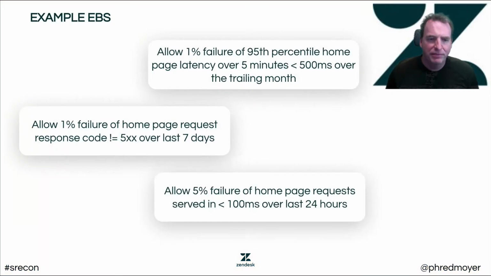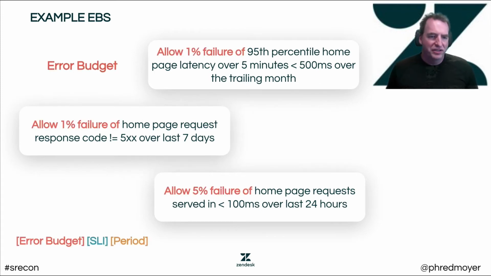So it's the same type of format as SLOs to keep things consistent. We've just inverted the success objective. If our success objective was, say, 95%, we subtract that from 1, and now our error budget is 5%. We change the language a bit too. Now we'll say allow X% failure of in place of the success objective, which is followed by our SLI and ends with the time period.